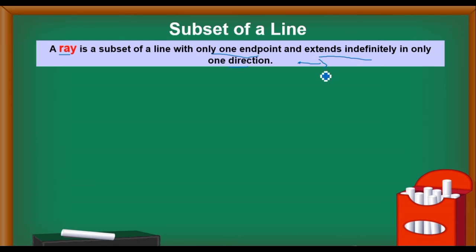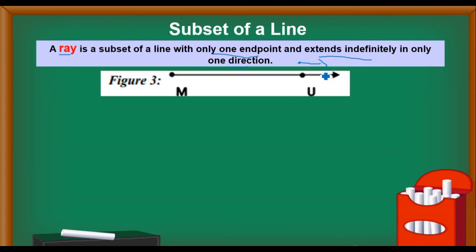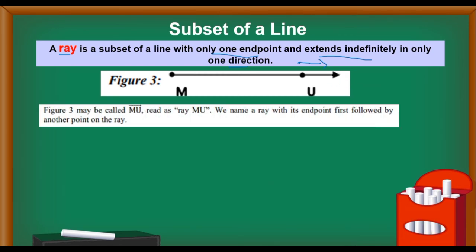Okay? Kasi nag-e-extend siya. So, for example, yung figure 3 natin. So, may point yung M natin, and then ang arrow po natin ay yung nasa U. So, in figure 3, may be called as ray MU. So, tandaan po natin kapag tayo nag-name, uunahin natin palagi sino yung nasa point or nasa endpoint. So, ang nasa endpoint po natin ay si M. Okay? So, ray, and then yung endpoint muna bago yung arrow. So, we can name this as ray MU.